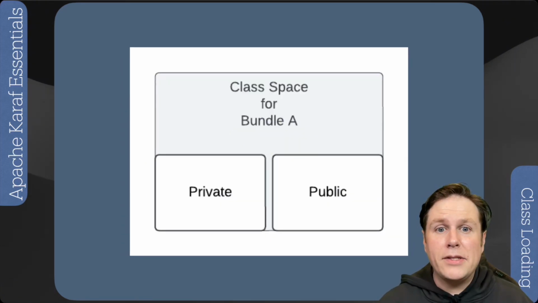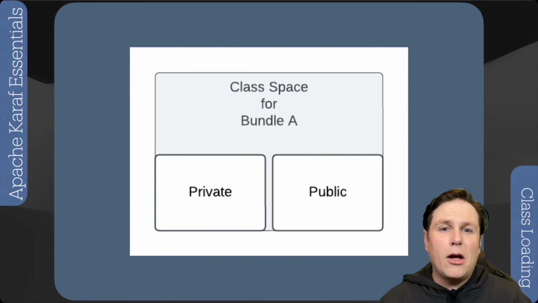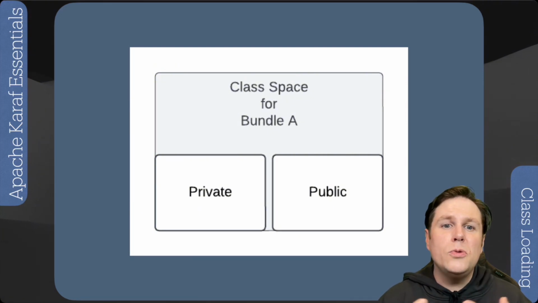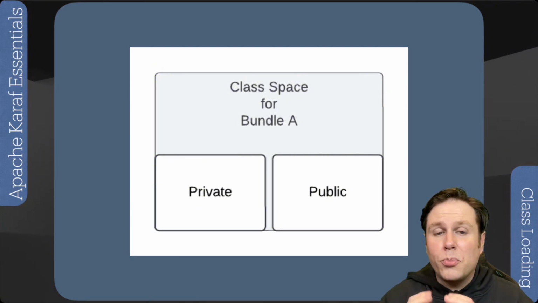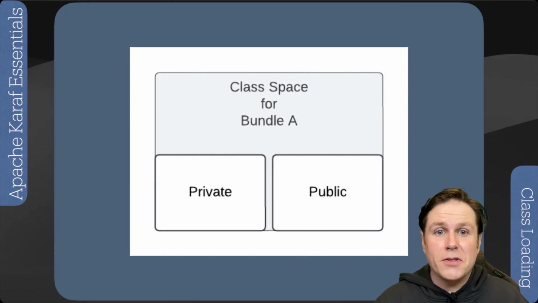An easier way to think of this is that when we take a bundle, that jar we use in OSGi, we can split all of its dependencies into two sets. One is private dependencies. Those are the packages that we use within our bundle, but we don't need the rest of the world to know about that. It's part of our secret sauce.